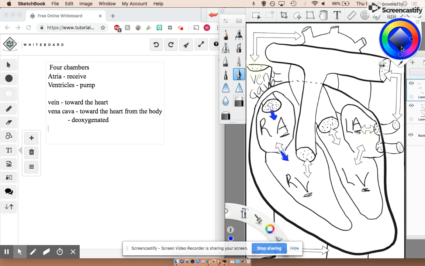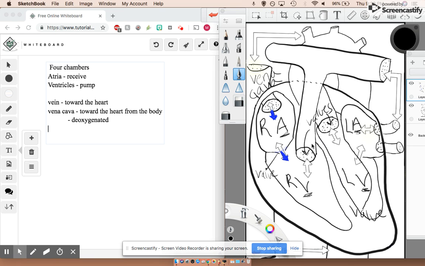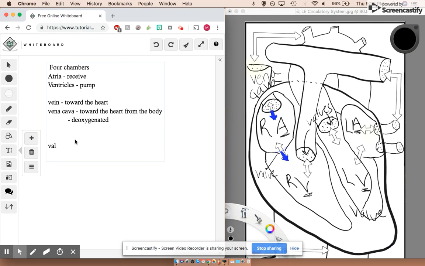Label that on your diagram. There's actually four of them. Right here is a valve. There's also a valve right here. And there are valves here and here. And their job is to prevent backflow. Whenever you see the word valve, the key thing that goes with that is prevent backflow.